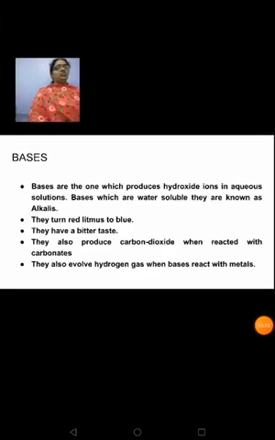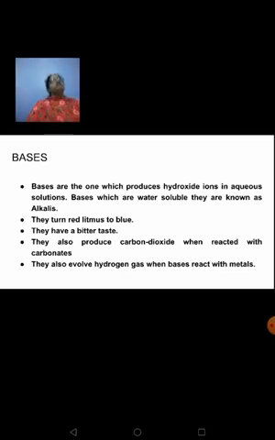Let's learn about bases. What are bases? Bases are substances that are bitter to taste. They turn red litmus blue. The bases that are completely soluble in water are said to be alkalis, and they produce hydroxide ions in aqueous solutions.